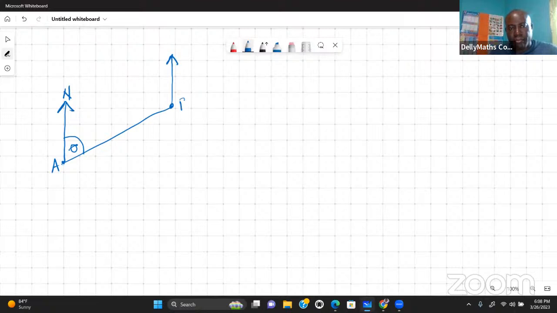Now, we might be told that the bearing of B, let me put B right here at this spot. If we are told that the bearing of B is this angle right there, I can find the bearing of A from B. So the bearing of A from B is going to be all of this angle from B in a clockwise direction leading back to A, right? So again, if I have this angle here, which is the bearing of B from A, then I'm able to find the bearing of A from B easily, right?